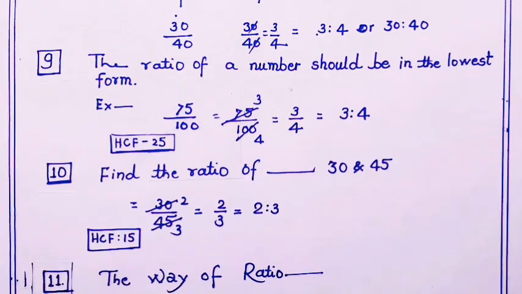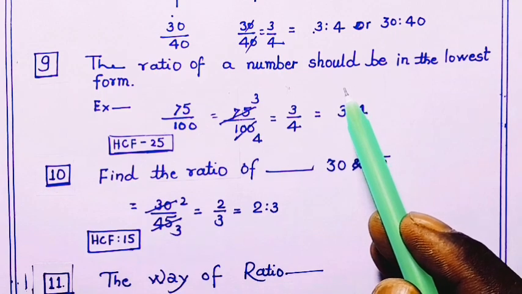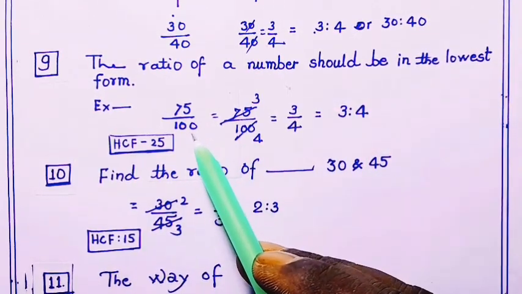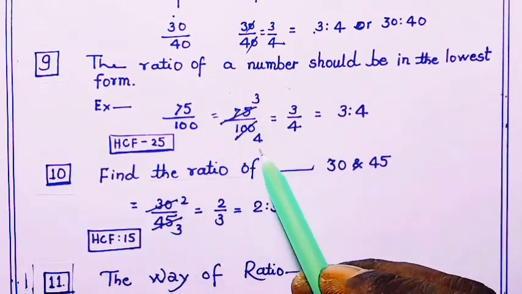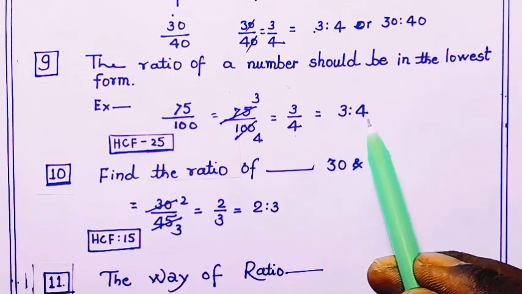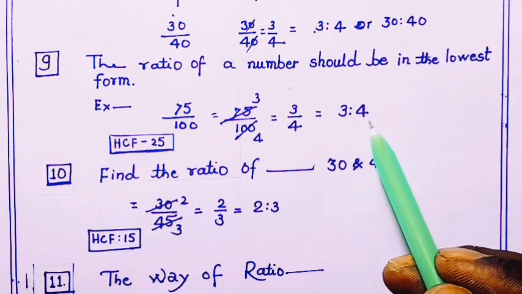Further, number 9. The ratio of a number should be in the lowest form. As for example, 75 by 100 will be cancelled by their HCF 25, and 3 by 4 will be called the number of the ratio, 3 to 4.